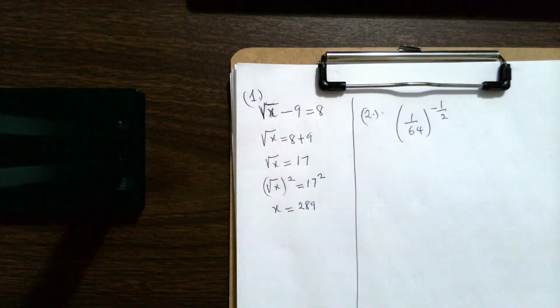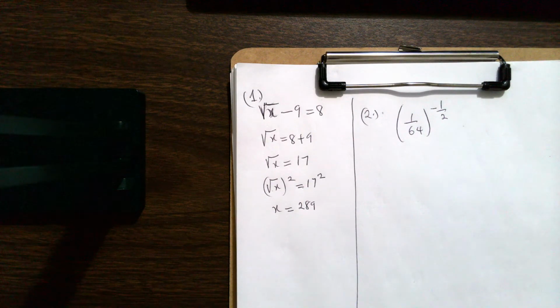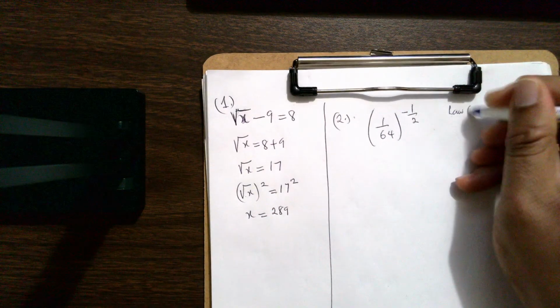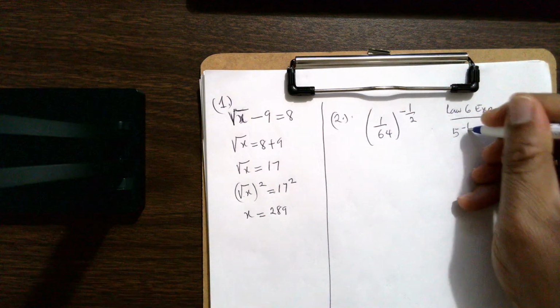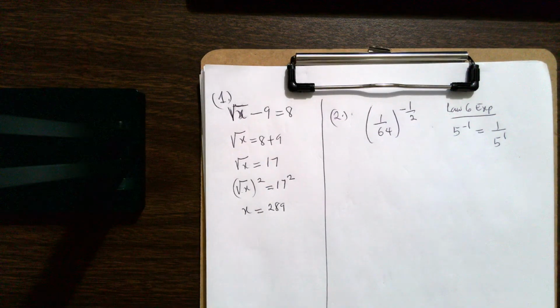There are several things we can do to this question. First of all, the exponent is negative, so we can make it a positive exponent. Law 6 on exponents: if we have 5 exponent negative 1, it means 1 over 5 exponent 1.